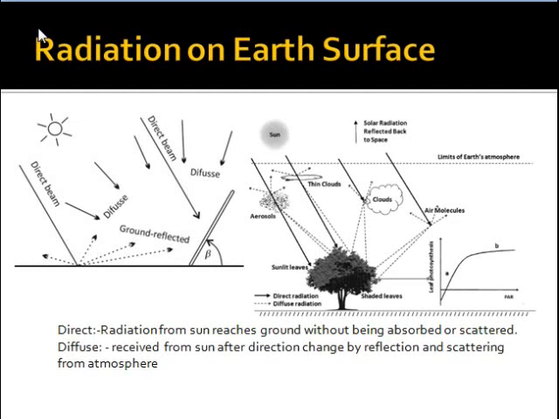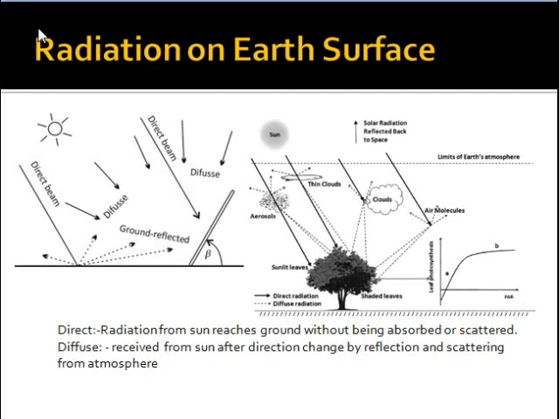So it will get reflected back into the space. That means outside the earth, it will get reflected back away from the earth into the space. Especially this is by the clouds which are present on the earth surface, that is on the atmospheric layer. So these clouds reflect the light energy back to the space.